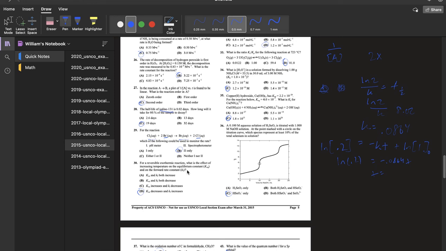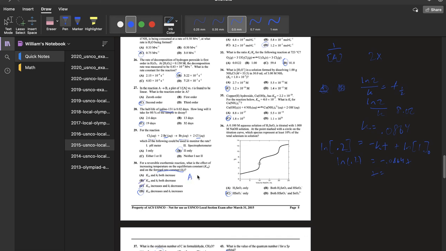Okay, reversible exothermic reaction. What is the effect? Alright, so anytime you increase the temperature, if it's an Arrhenius reaction, which pretty much for USNCO you can assume, if you increase the temperature and it's an Arrhenius reaction, meaning that activation energy is positive, the rate will increase, and that's what the Arrhenius equation describes. So the rate's got to increase. Both forward and backward rates will increase, no matter whether it's endothermic or exothermic. So anything that says little k decreases, you cross out automatically.